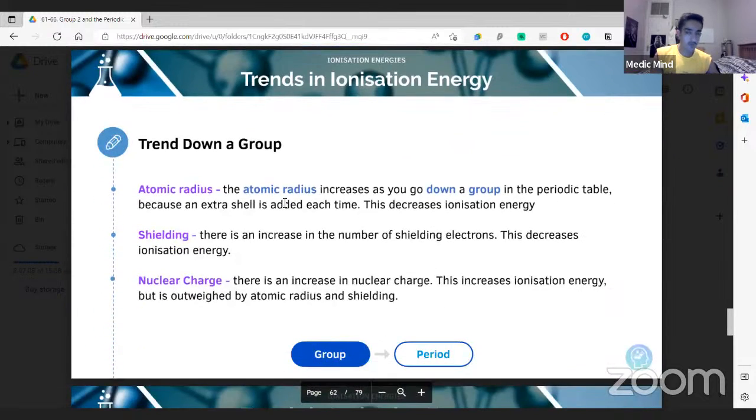So as you can see, atomic radius increases as you go down a group in the periodic table because an extra shell is added each time. This decreases ionization energy. There's an increase in the number of shielding electrons. This decreases ionization energy. And there is an increase in nuclear charge. This increases ionization energy, but is outweighed by atomic radius and shielding. I'm going to let you write this down because this is quite important. And this is how you'd structure it in an exam if you were asked to do this.